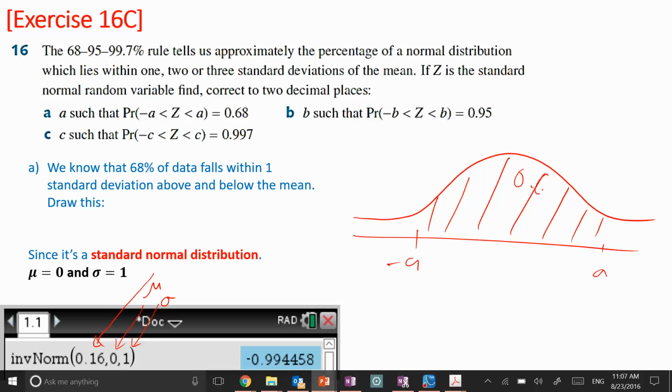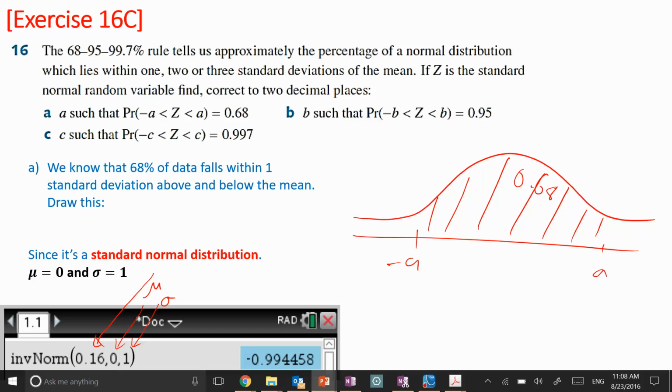This is 0.68. Why did I use 0.16, which is 16%? Where am I getting 16%? Why am I using this? John? You want the area either to the right of A or left of negative A. Yeah. And you know that 1 minus 0.68 would be 0.32. Use both areas, left and right. But you only want one, so you opt for that. Yeah.